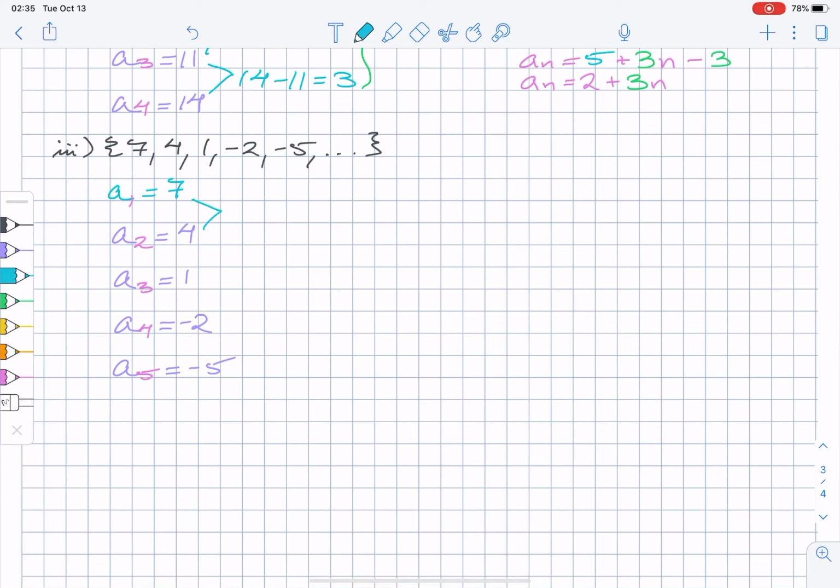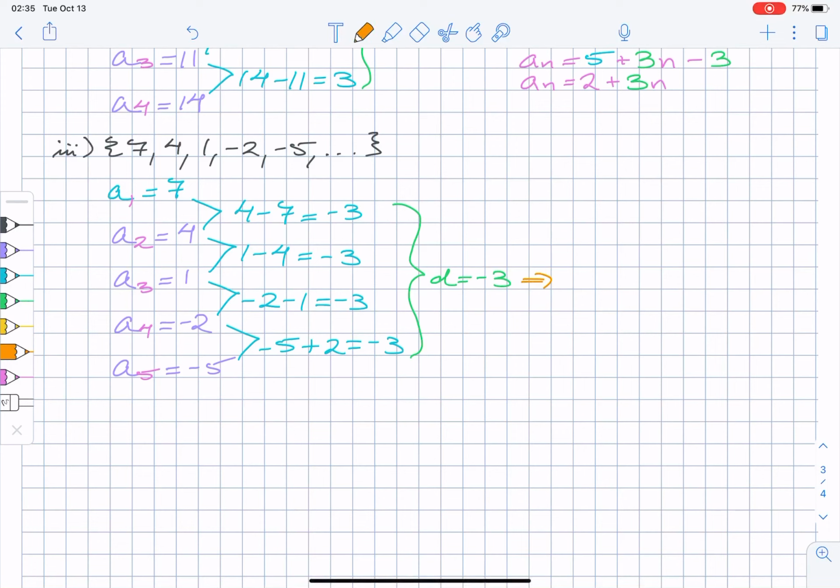Okay, so what do we have? 4 minus 7, I claim is negative 3. 1 minus 4, I claim is negative 3. Negative 2 minus 1, I claim is negative 3. Negative 5 minus a negative 2, I claim is negative 3. So therefore, my common difference here is negative 3, which implies that my explicit definition will be a1, which is 7, plus n minus 1 times the common difference, negative 3.